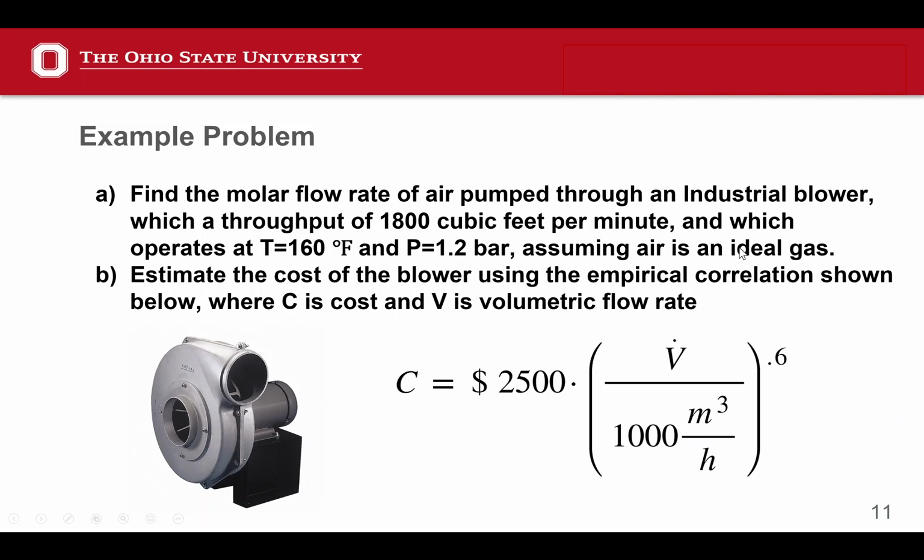And right away in the second part, we can recognize that within these parentheses, we have units of cubic meters per hour in the denominator and an exponent of 0.6. And now, because we want our final answer for cost, C, to be in dollars, the leading term to the parentheses is already in dollars, so our units for V dot on top should match the units for the denominator. So we'll need to convert volume flow rate from cubic feet per minute into cubic meters per hour.